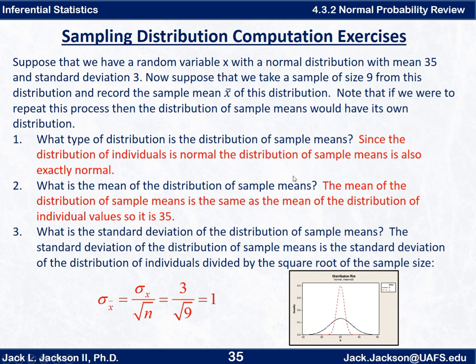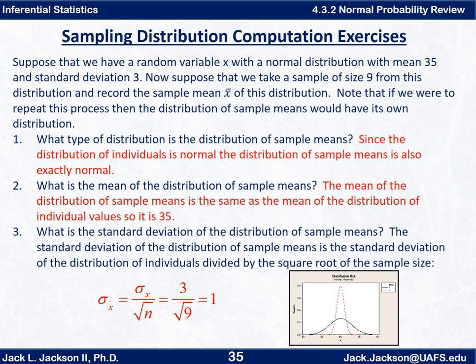Well, the first thing that we know is the distribution of sample means is normal, because if the distribution of individual values is exactly normal, then the distribution of sample means is also exactly normal. That didn't apply in this case, but if we have a large sample size greater than 30, even if the distribution of individuals is not normal, then the distribution of sample means is at least approximately normal because of the central limit theorem.